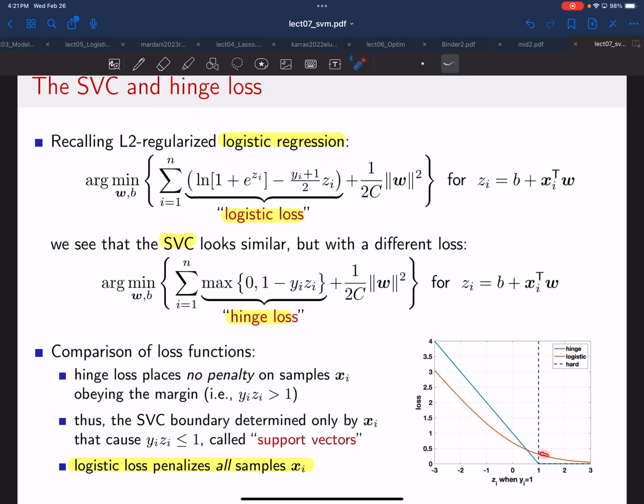This red one, the logistic one, never goes exactly to 0, meaning all the training points are used to determine the weight and bias, whereas for the SVC, you can see that the only training points which matter are the ones which give us scores over here, and those are the support vectors. So that gives you some of the differences in flavor between logistic regression and the SVC. Okay, any questions on this?